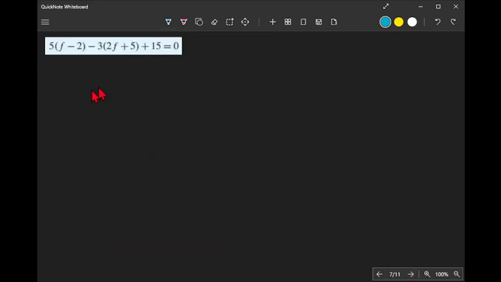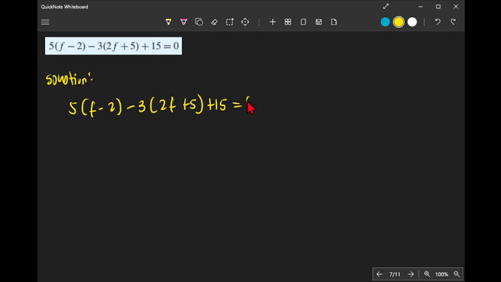So we have this one. 5 quantity f minus 2, minus 3 quantity 2f plus 5, plus 15 is equal to 0. Okay? So let's answer this one. Let's solve for the value of f. Solution. Okay, so we have 5(f minus 2) minus 3(2f plus 5) plus 15 is equal to 0.